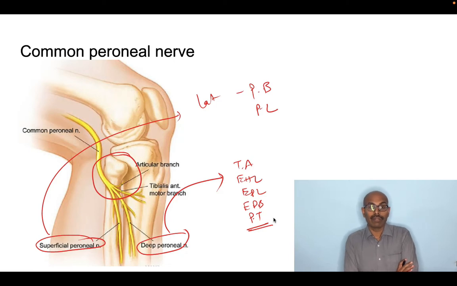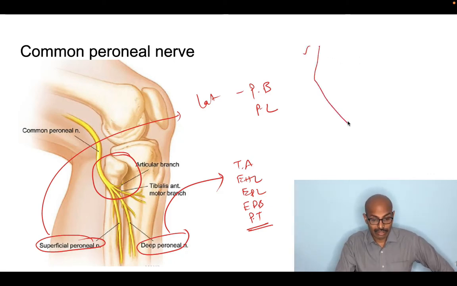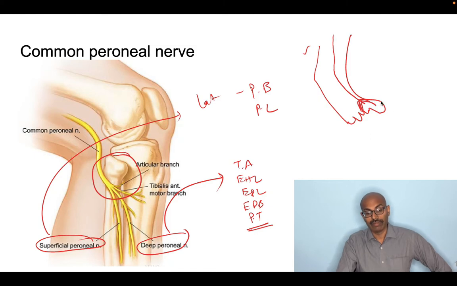Peroneus longus and brevis are supplied by the superficial peroneal nerve, whereas the peroneus tertius is supplied by the deep peroneal nerve. What is the sensory supply of these nerves? So if this is the foot and this is the great toe, the deep peroneal nerve comes down and supplies only the first web space.